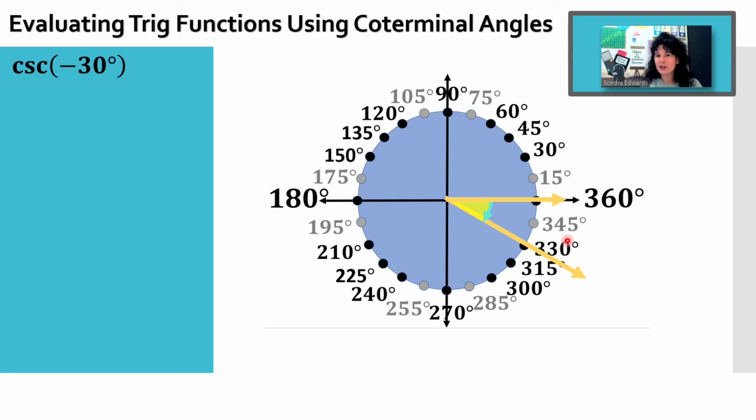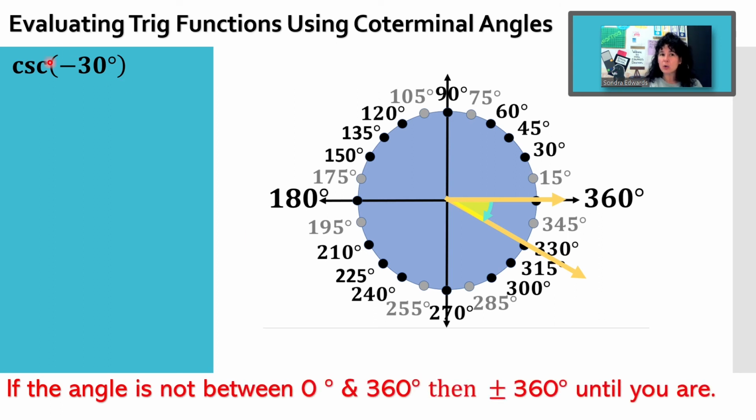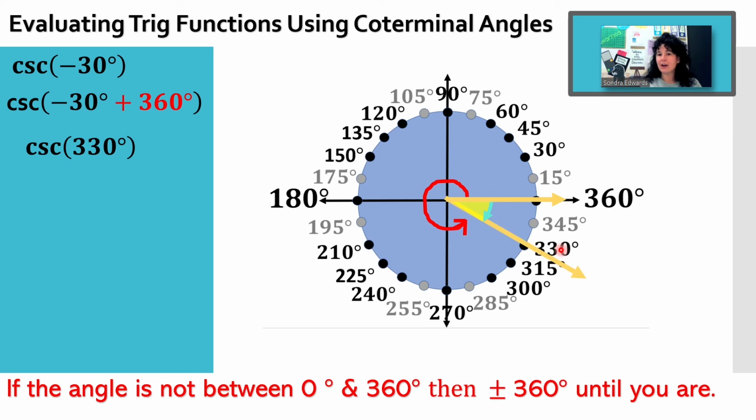Now because of the picture, you can just see, oh, it's the same as 330 degrees. But we're using the idea that if the angle measure we're working with is not between 0 and 360, we can just add or subtract 360 as many times as we want. So if I add 360 degrees, I get 330 degrees, and I am on the unit circle. So go to the coordinate there on the terminal side, and then cosecant of 330.